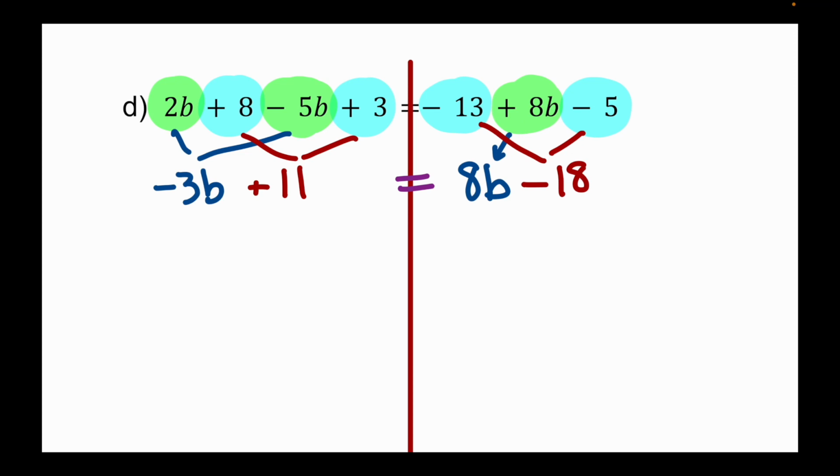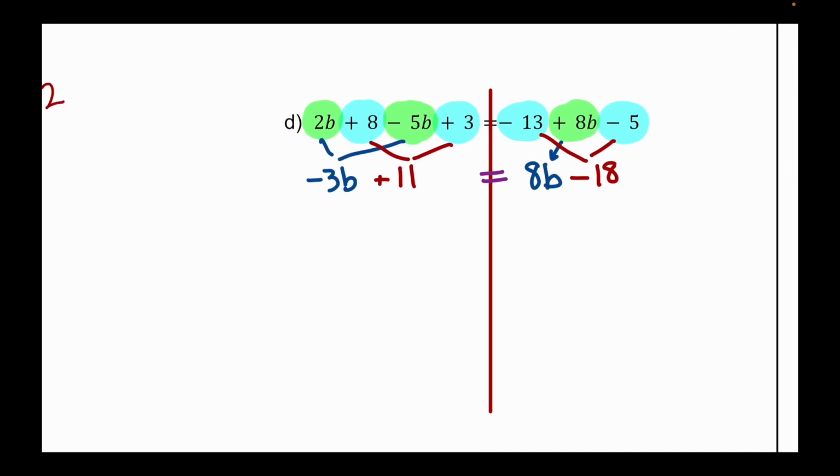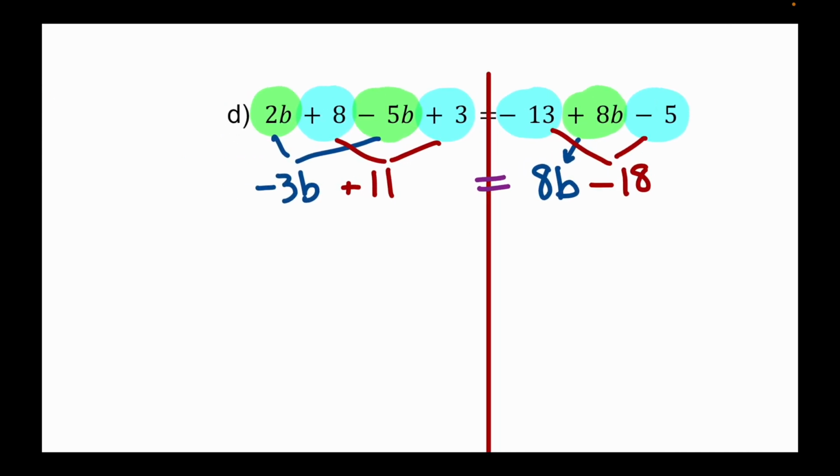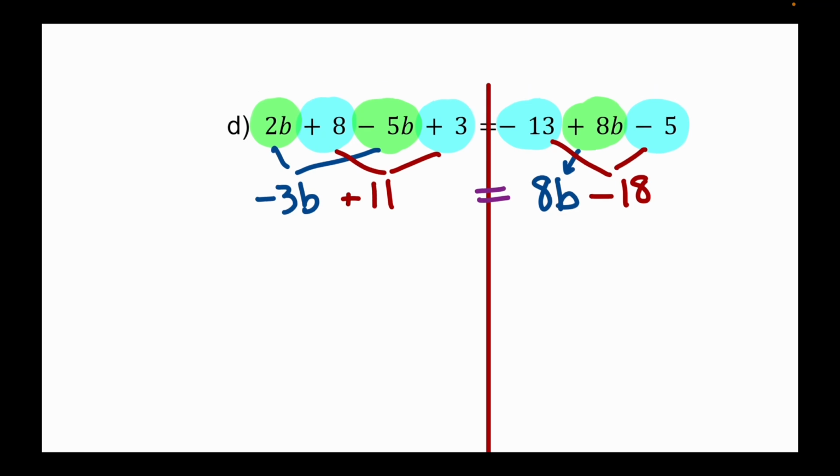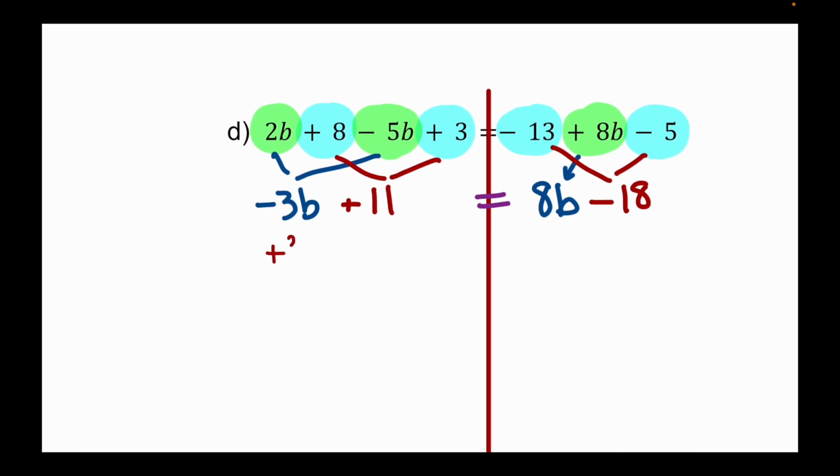So I like to move my variables to where the positive or the largest coefficient on my variable is. Since 8 is positive, it's bigger than -3. So let's do that by adding, oh, I like to show my work in red. That's right. Let's add 3B to both sides.